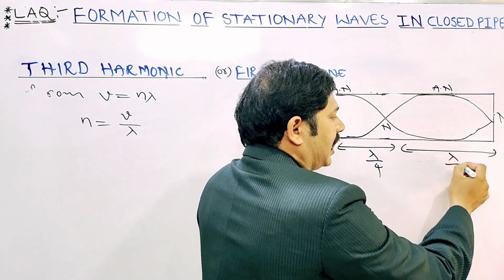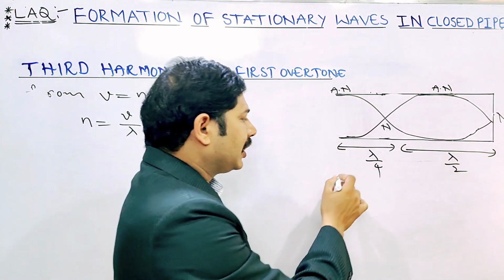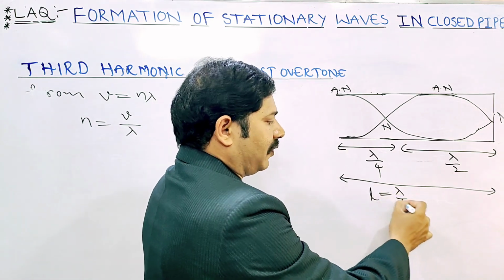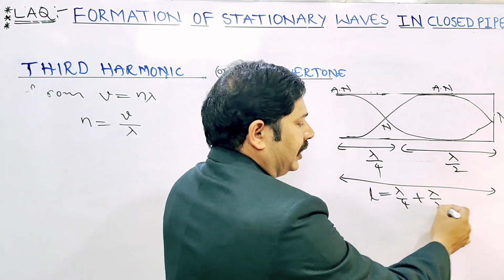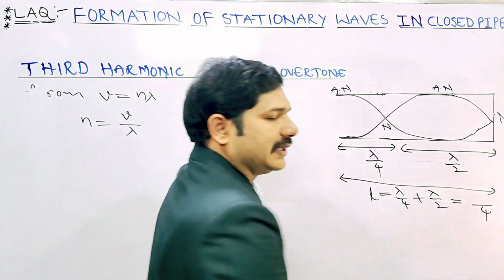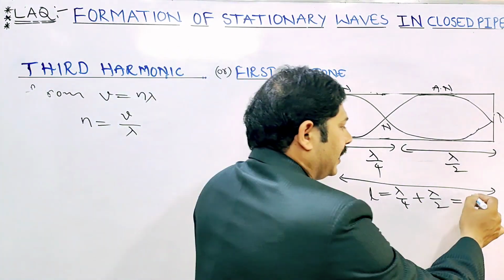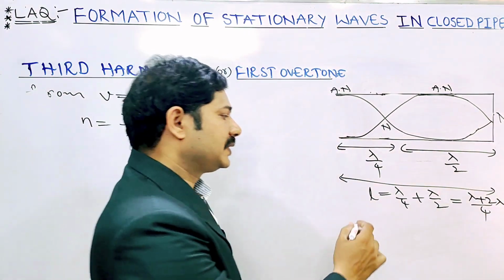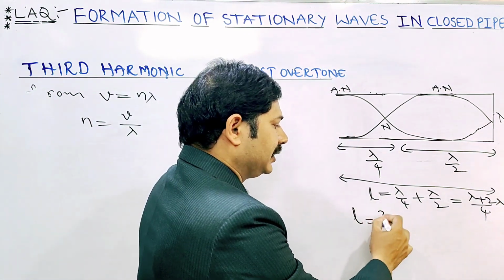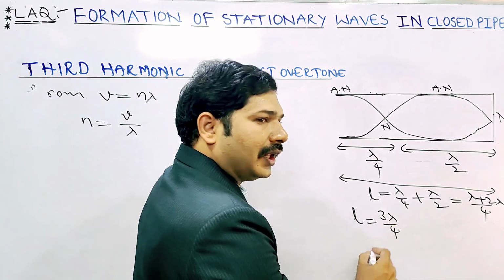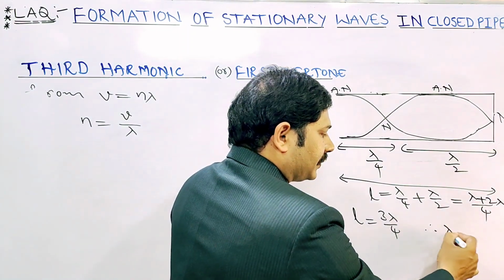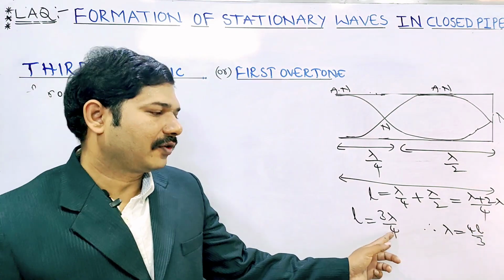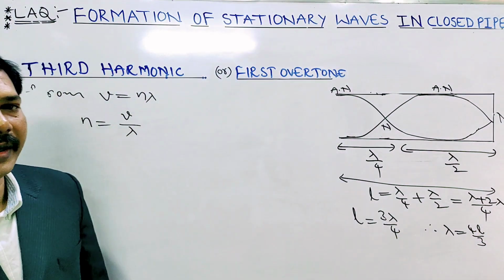Here the full segment distance is lambda by 2. Total length of the pipe L equal to lambda by 4 plus lambda by 2. So 4 is the LCM: lambda plus 2 lambda, total 3 lambda. L equal to 3 lambda by 4. Therefore, lambda equal to 4L by 3.